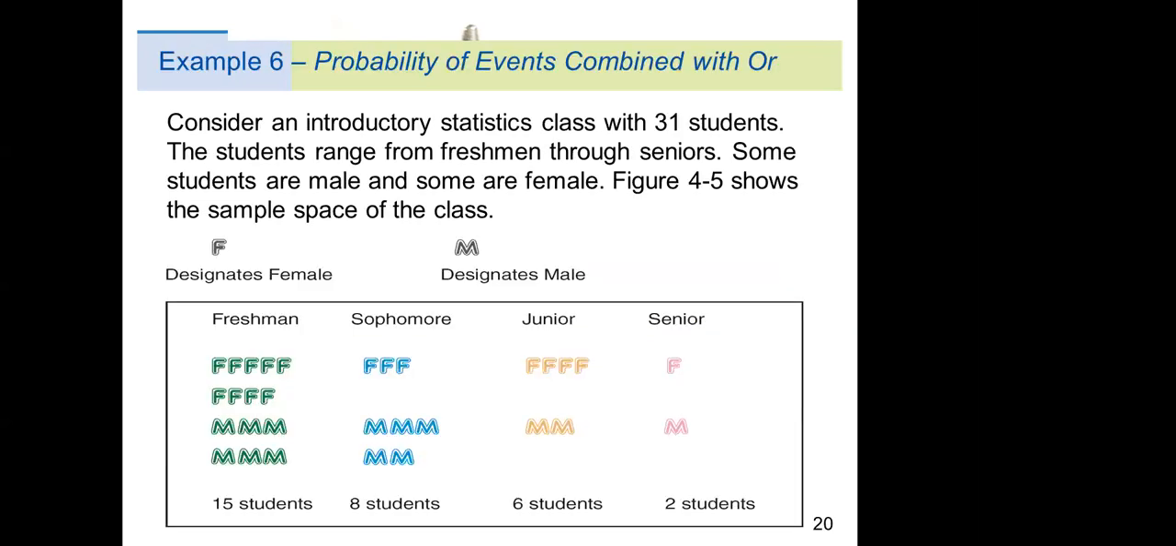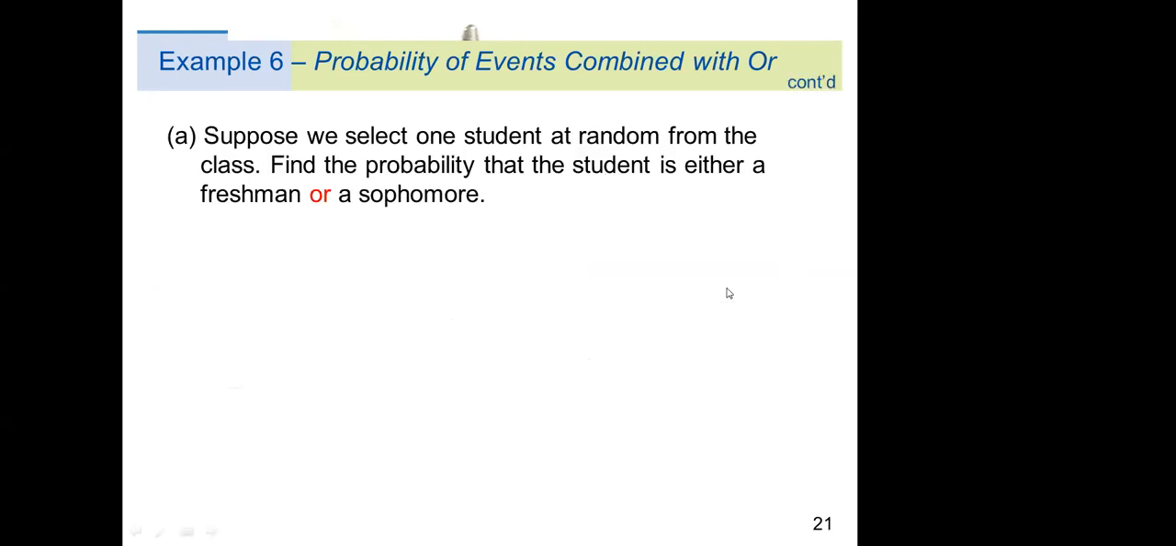Here's a classic example. Here's a stats class with 31 students. You've got some freshmen. You got 15 freshmen. Nine of them are girls and six boys. Out of the eight sophomores, you got three females and five males. Juniors, you got four females, two males. And seniors, you got one female and one male. All right. Suppose we select one student at random from the class. One student, one trial. Find a probability that the student is either a freshman or a sophomore.